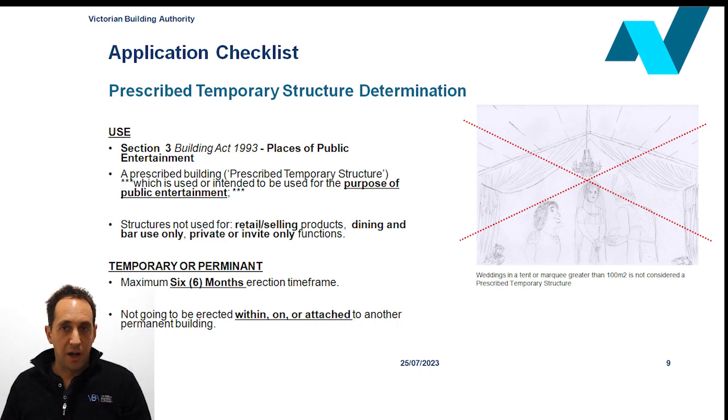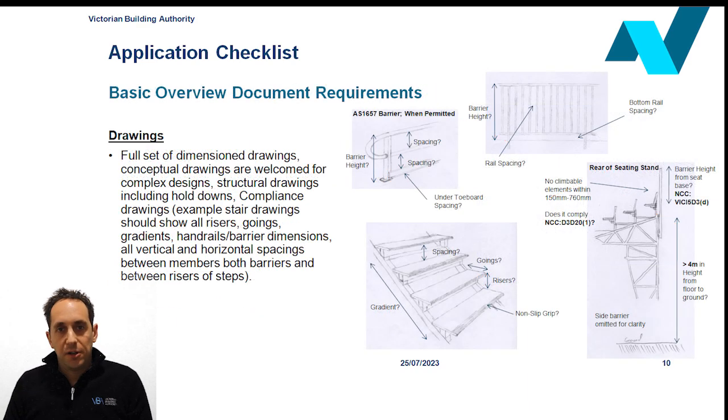Further help with the determination, as we understand sometimes it's not always straightforward, you can also contact us directly via the PTS VBA or temporary structures inbox. These details are also listed at the end of the presentation. Once a determination has been made that it is in fact a prescribed temporary structure, all information now needs to be provided in accordance with the application checklist, which you can find on the VBA prescribed temporary structure web page. But what are these requirements?